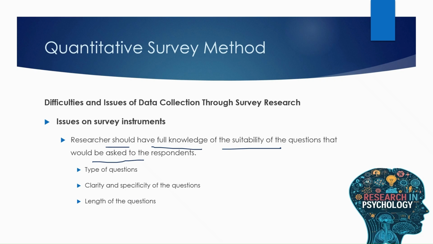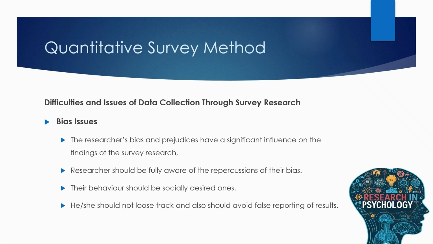So the researcher has to take care of the type of questions, clarity and specificity of the questions, and also the length of the questions. If the question is too lengthy, the reader will not want to read it at all. It's a common mentality, or you can say psychology, that if I see a long question, I'll get tired of that question within the first one, two or three lines. So the shorter the question, the crisper the question, the clearer the question, the better for the researcher, and also for the reader, right?